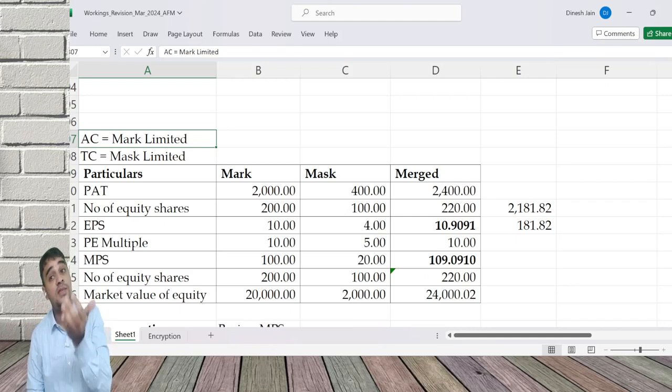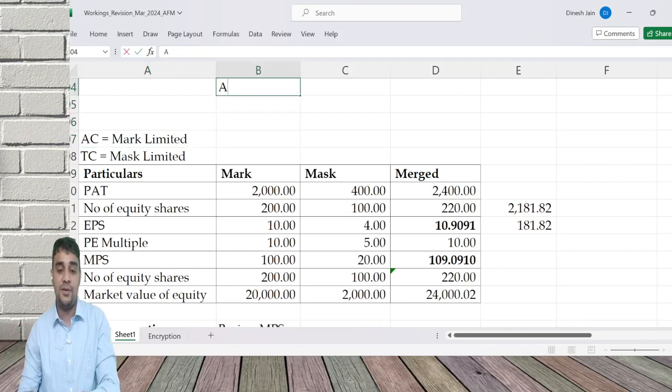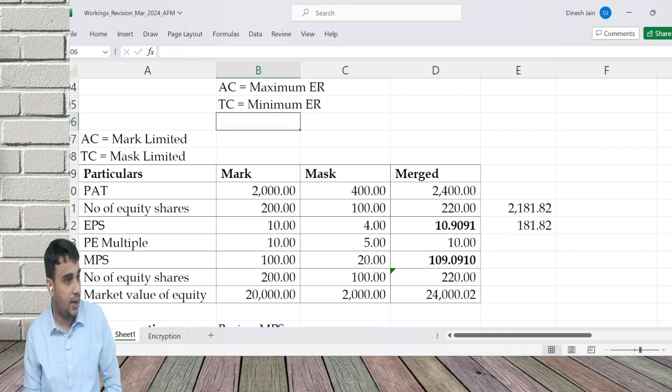Maximum is always from a buyer's point of view. When you go to a shop, you have decided that you will pay only 1,000 rupees for this product, nothing beyond that. You will try to negotiate; 1,000 can become 900, 800, 700, and you are very happy. But in your mind, the maximum you'll pay is this much. So the buyer will always have a maximum and the seller will always have a minimum. In short, AC will have a maximum ER in mind, and TC will have a minimum ER in mind.